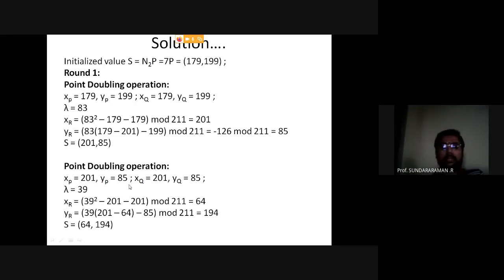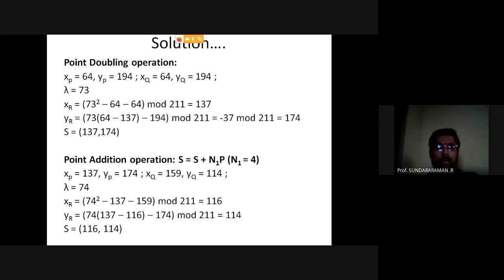64,194. Right? How many times you have to double? You have to perform the point doubling process thrice. If the window size is 4, 3 times you have to point double. So 194 is going to be used now. Again point doubling. So 64,194 will result in a point 137,174 at the end of the third point doubling operation.